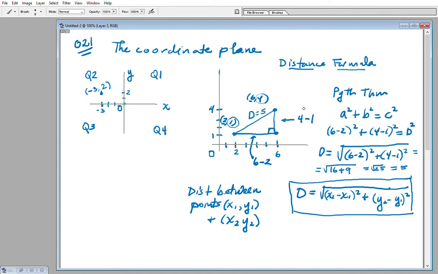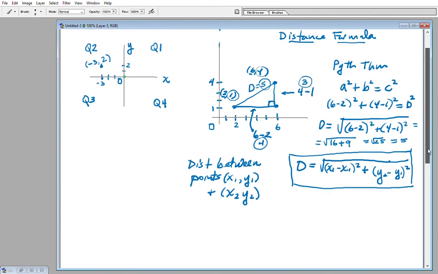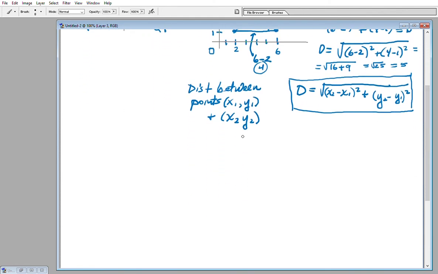This side is 3, 4 minus 1. This side is 4, and this side is 5. So you see this is a 3, 4, 5 right triangle. Okay, let's just practice using the distance formula. Okay, so we're looking at this formula, and let's say we want to find the distance between (1, 2) and (5, 6).